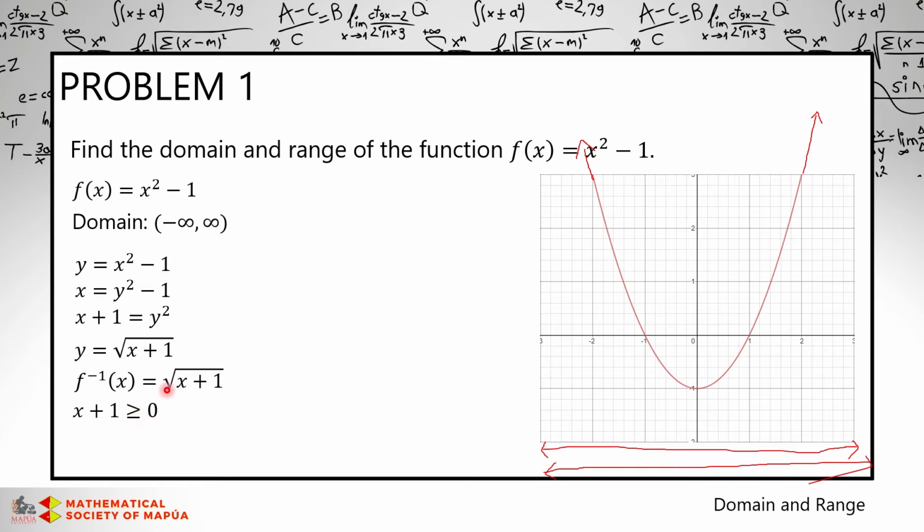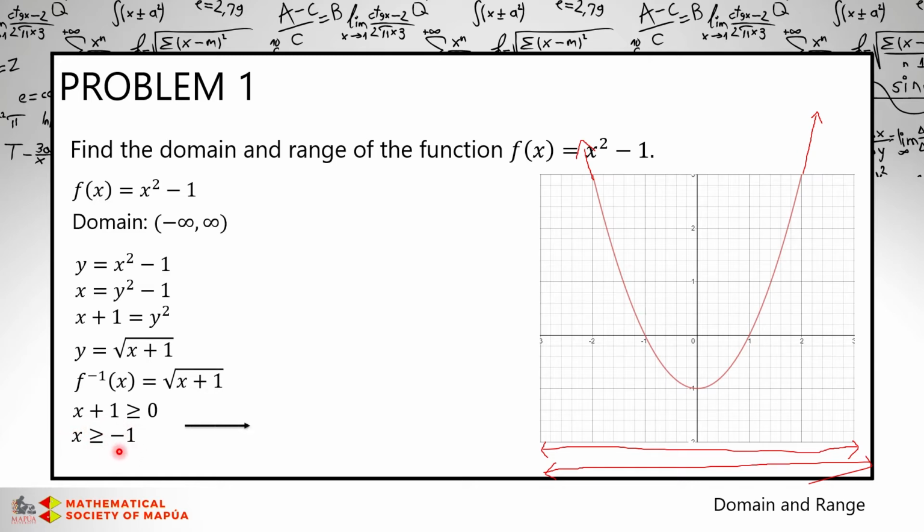Kasi pwede naman, yung 0, pwede mo siya i-square root, which is 0. Pero pag nag-negative na, yun talaga hindi pwede. Therefore, yung loob, x plus 1, should be greater than or equal to 0. Okay, and solving for this, we have x is greater than or equal to negative 1. Okay, so ito na yung magiging domain natin.